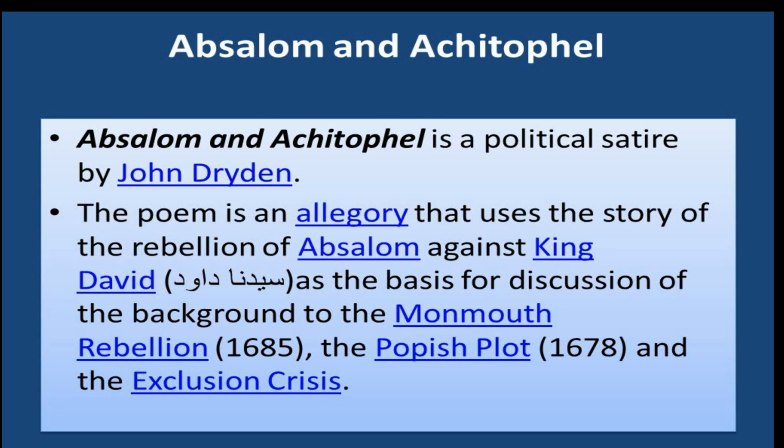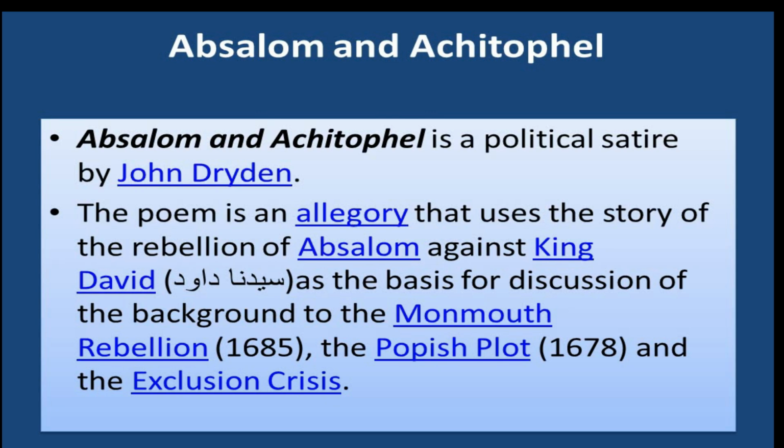Absalom and Achitophel is a political satire written by John Dryden. The poem is an allegory, or a symbolic story, that uses the story of the rebellion of Absalom, the illegal son of King David, against King David as the basis for discussion of the background to the Monmouth Rebellion in 1685 and the Popish Plot in 1678 and the Exclusion Crisis.